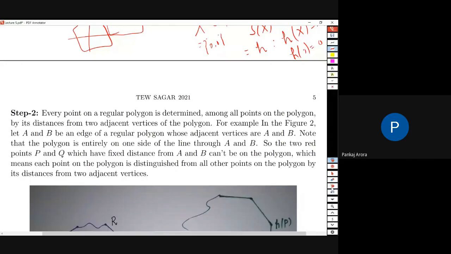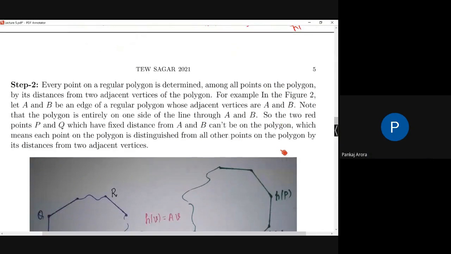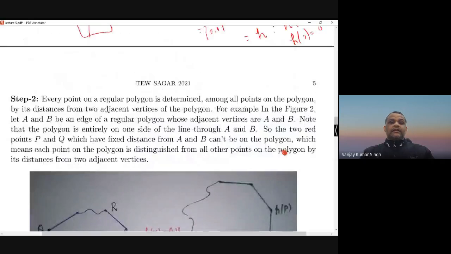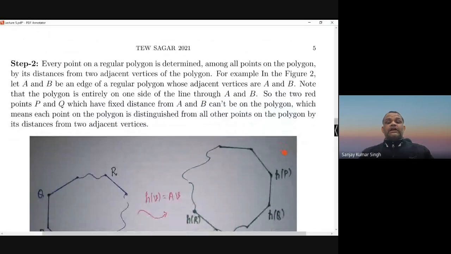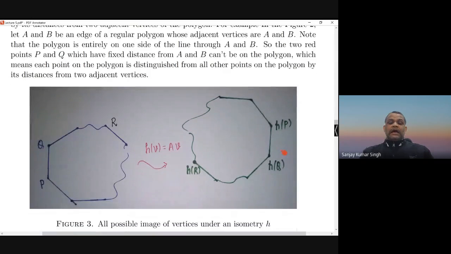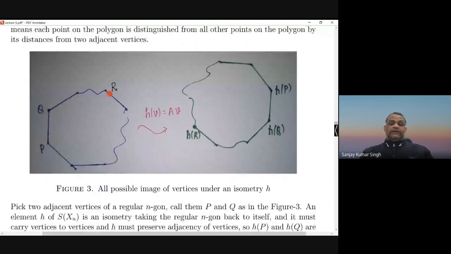Now another observation: the point on a regular polygon is determined, among all points on the polygon, by its distance. So suppose this is a point and I am interested to understand what is its image under the isometry. First I am saying the position of this point is always determined by the other vertices or other points on the regular polygon.